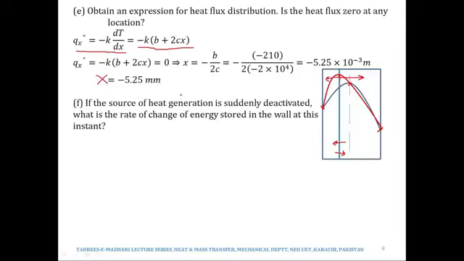Now in the next part, in the last part, it says that if the source of the heat generation is suddenly deactivated. What does this mean? It means that if we make the q dot equal to 0, that if it is a wire carrying current, so if we let the current stop flowing, then what is the rate of change of energy stored in the walls at this instant?